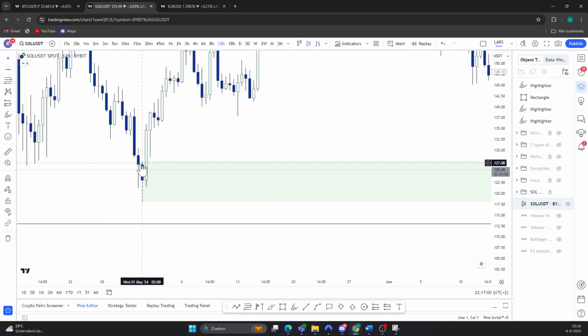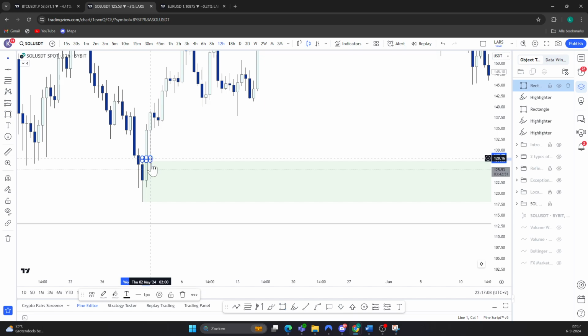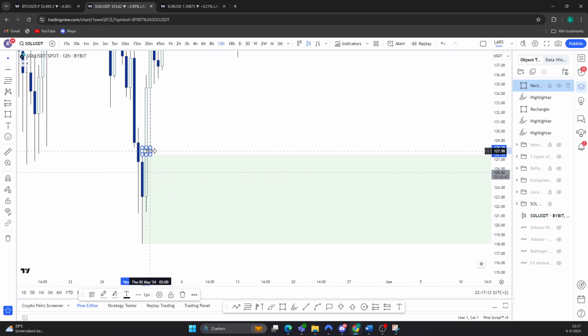You see that? A bullish order block, a demand zone. Your last downwards candle before having an expansion towards the upside, leaving an inefficiency. It's always a 3-candle formation. Always a 3-candle formation, okay?